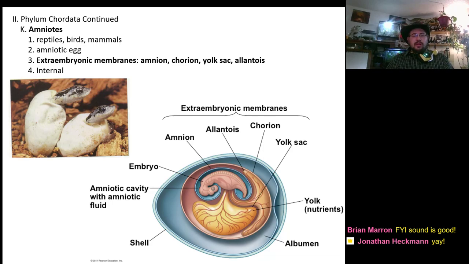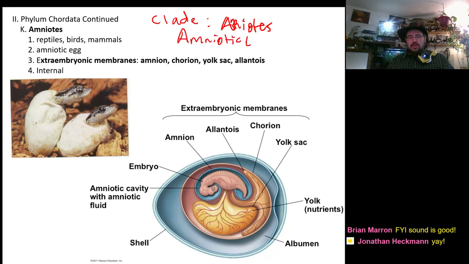Well, let me introduce you to the clade amniotes. The amniotes are characterized as having what we call an amniotic egg.